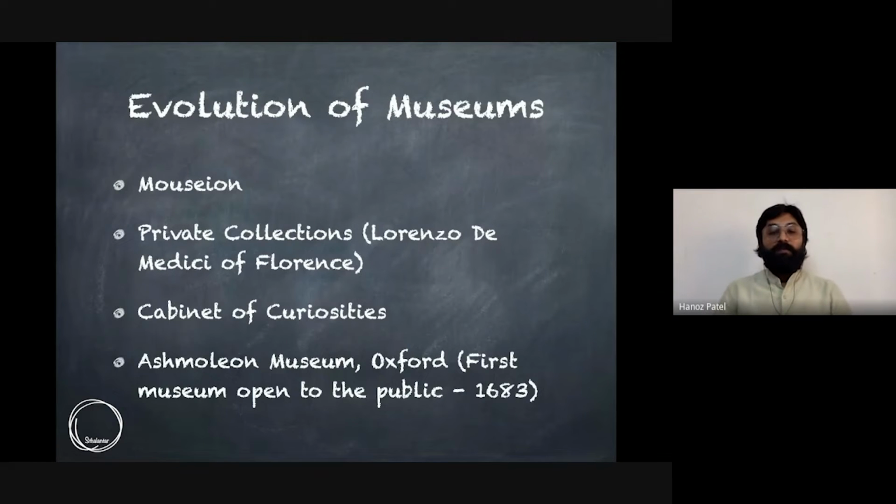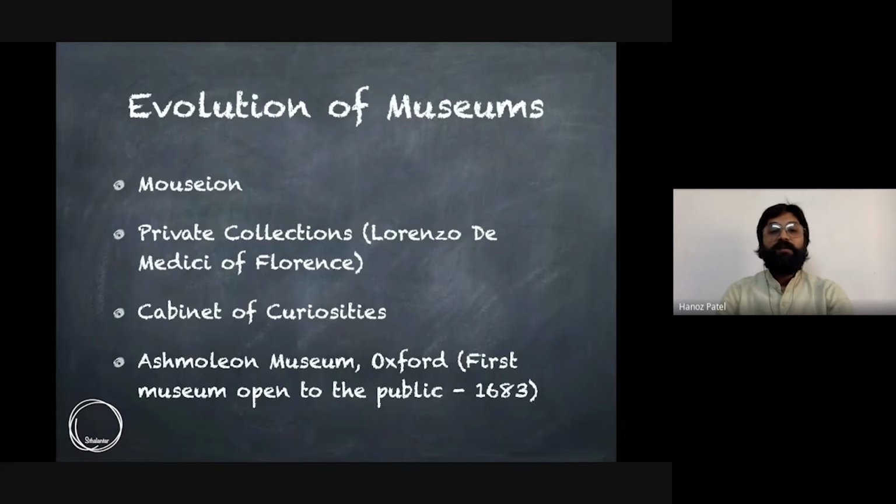But the first museum open to the public was the Ashmolean Museum at Oxford University, around 1683. This was a part of a private collection. Then it was taken over by a person called Ashmole. I forget his first name.